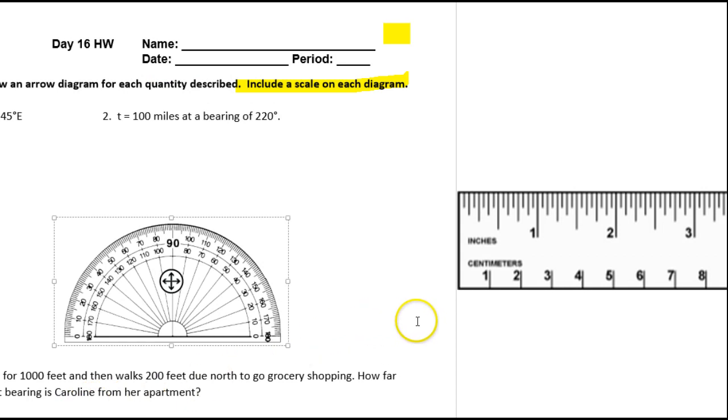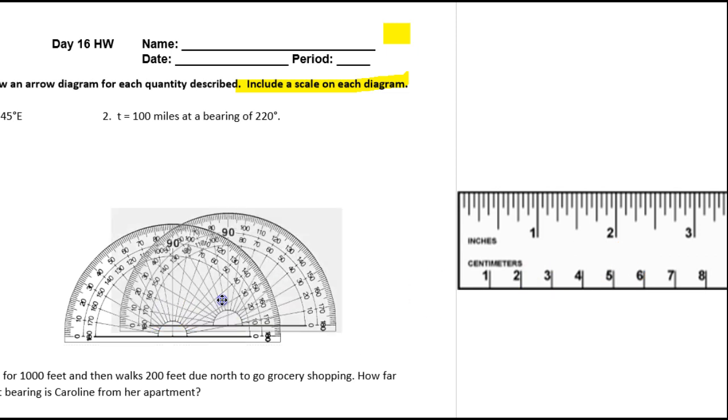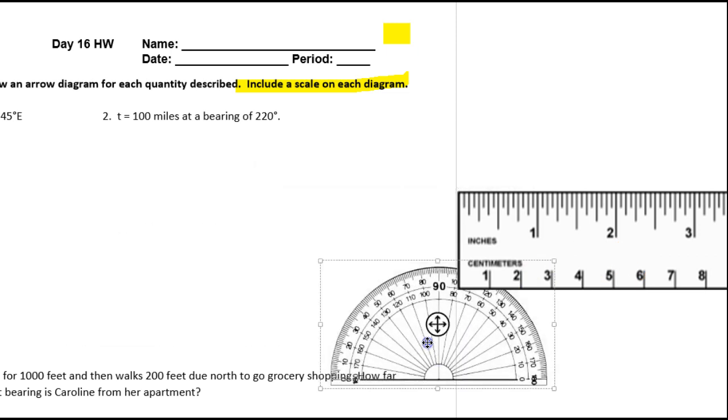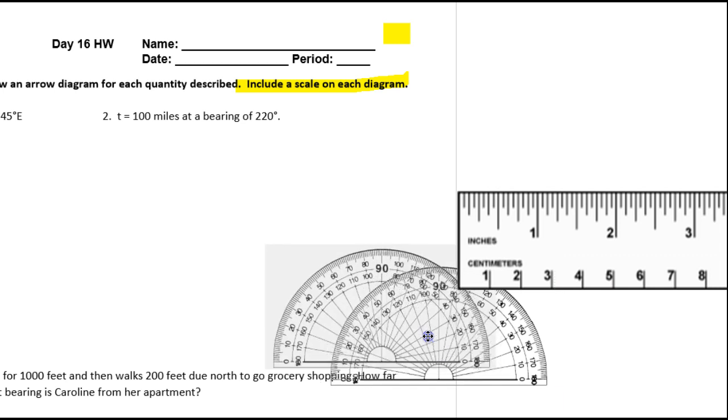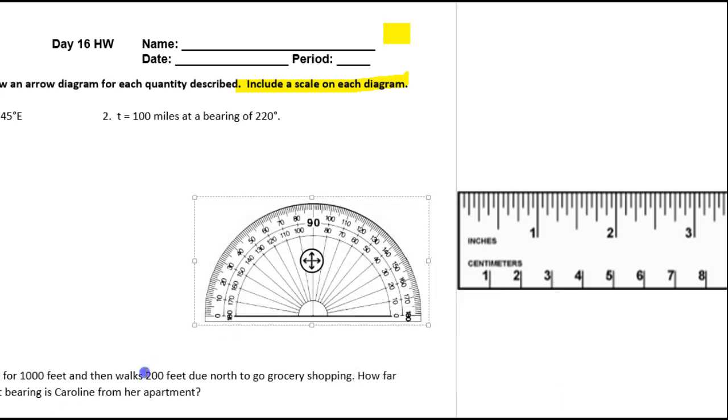Now I am zooming out so you can see my protractor, and I've got my ruler off to the side that I can use. The way I will use my ruler is I'm going to expand my protractor to make the radius be the size that I need. So I want 6 centimeters to represent 60 meters. So I'm going to enlarge this protractor until the radius is equal to 6 centimeters.